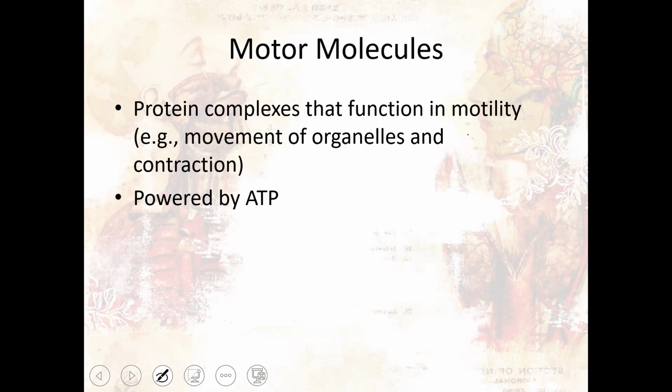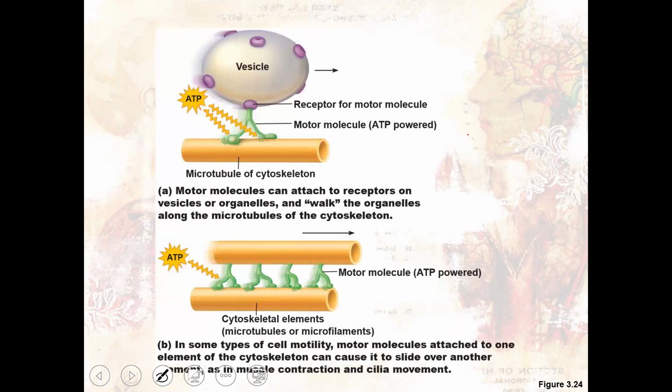Motor molecules are like little taxis that jump on this microtubule highway, powered by ATP, moving stuff around. So here you see this vesicle, this little motor molecule walking along the microtubule. There are some really fun animations of this, and you see the little motor molecule walking along that microtubule.